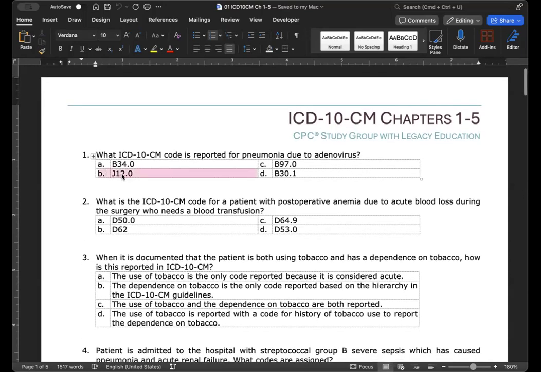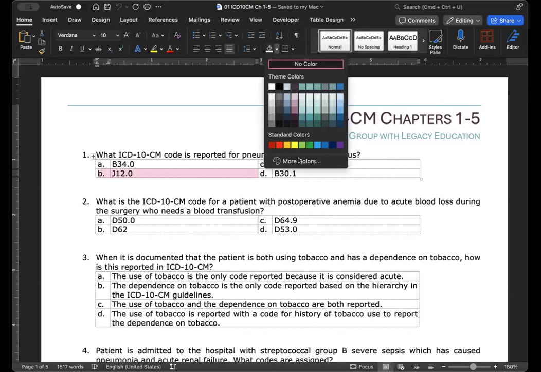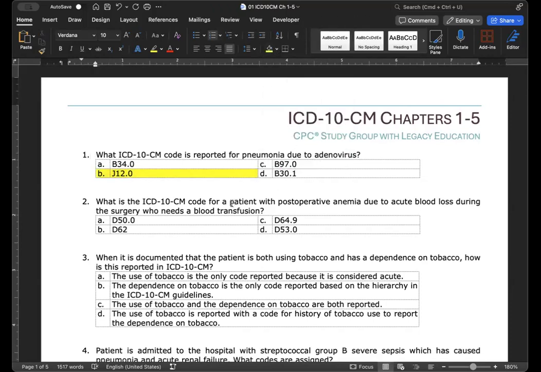Yep, J12.0. Okay. Any questions on that one?